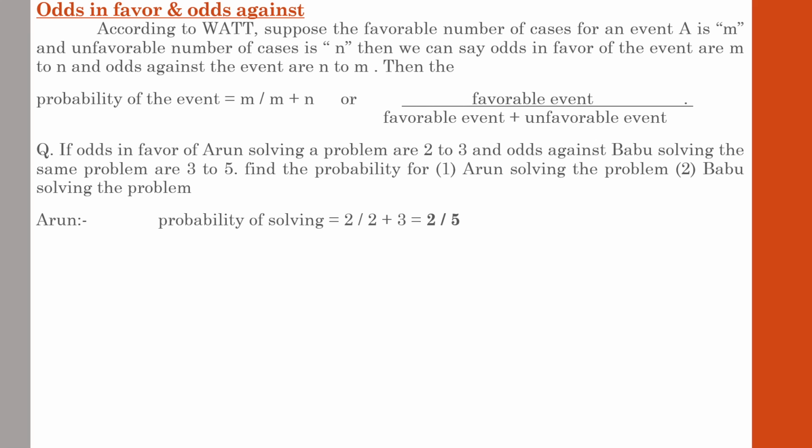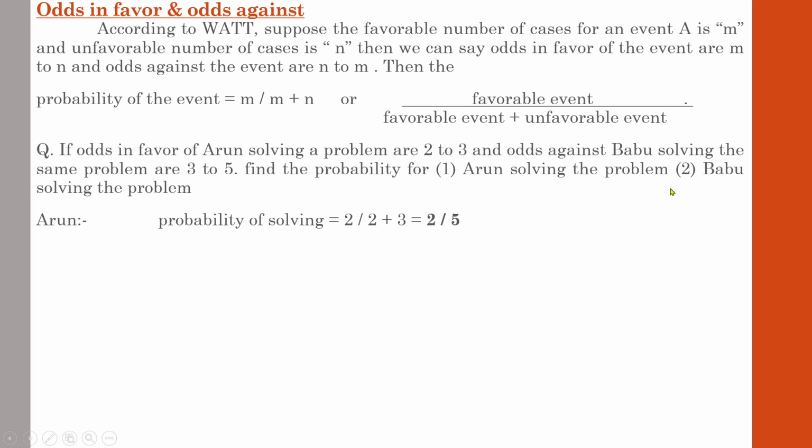In that case, you need to follow the same principle. What is the ratio given here? 3 to 5. So do it like this: 3 divided by 3 plus 5, you will get 3 by 8. Wait. The question says the odds against Babu solving the problem are 3 to 5, so you have expressed this as a fraction, 3 by 8. 3 by 8 represents odds against Babu solving, meaning the chance that Babu will not solve the problem is 3 by 8.